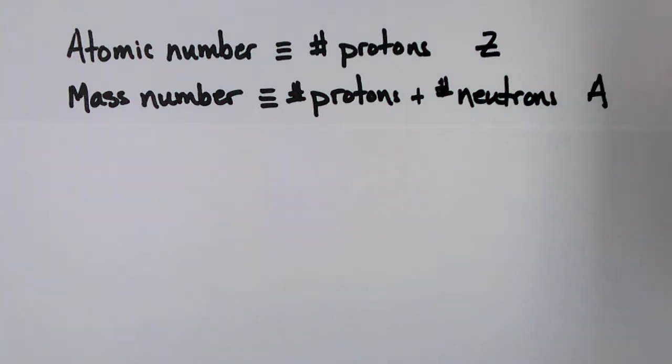Now the mass number is important because each element can consist of 2 or more different isotopes. Since they're atoms of the same element, they all have the same number of protons, but they can differ in the number of neutrons they contain. That's what distinguishes one isotope from another.